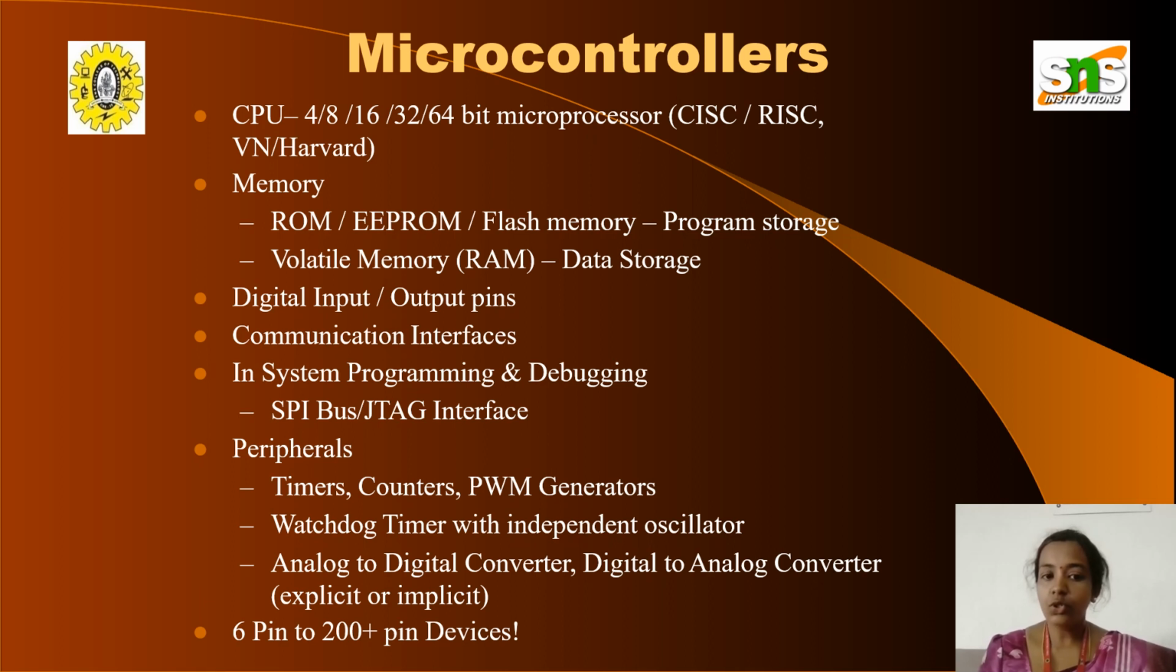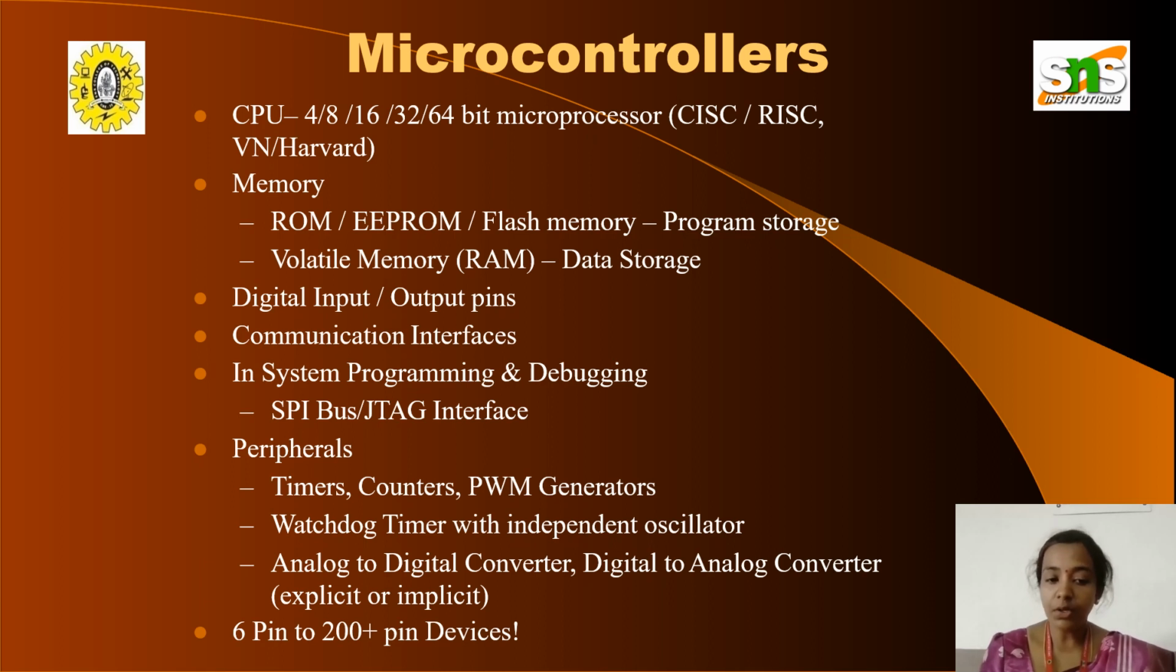So the microcontrollers usually have digital input and digital output. Input pins will be there and output pins will be there. When we want to communicate with external devices like the DC motor, stepper motor, or the servo motor, then communication interfaces are also needed. For in-system programming and debugging, we will be using the SPI bus or the JTAG interface. Peripherals will also be there, which increase efficiency and accuracy in the microcontroller.